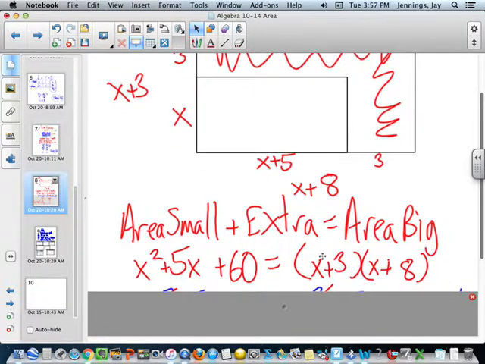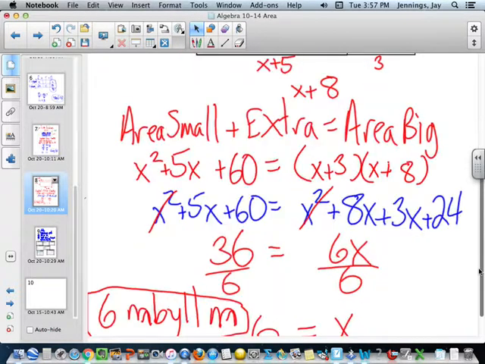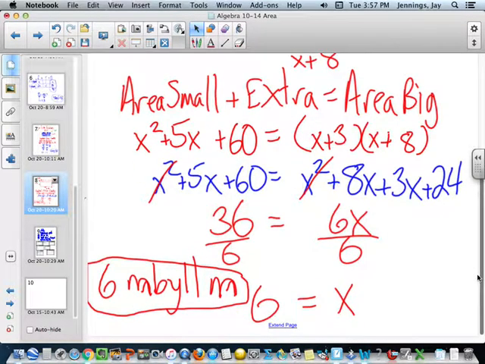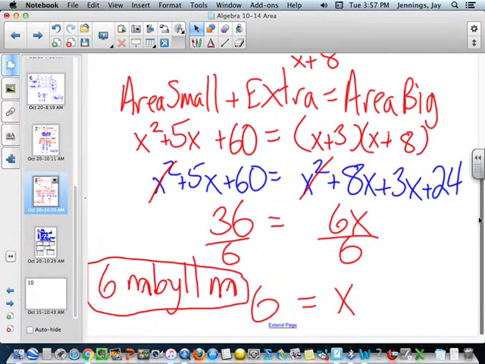We FOIL, or multiply the polynomials. Notice what happens with the squared terms. And then we get x equals 6, and then we answer the question. They want to know the original rectangle. So that was x and x plus 5. So if x is 6, the length would be 11, and that would be 6 meters by 11 meters.